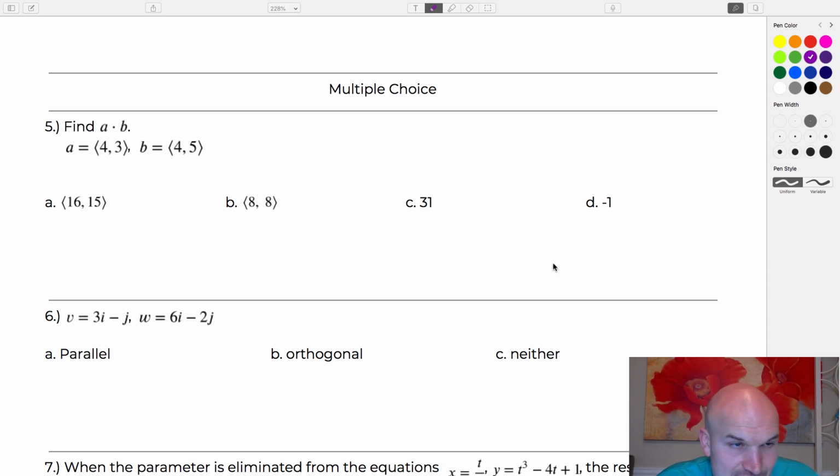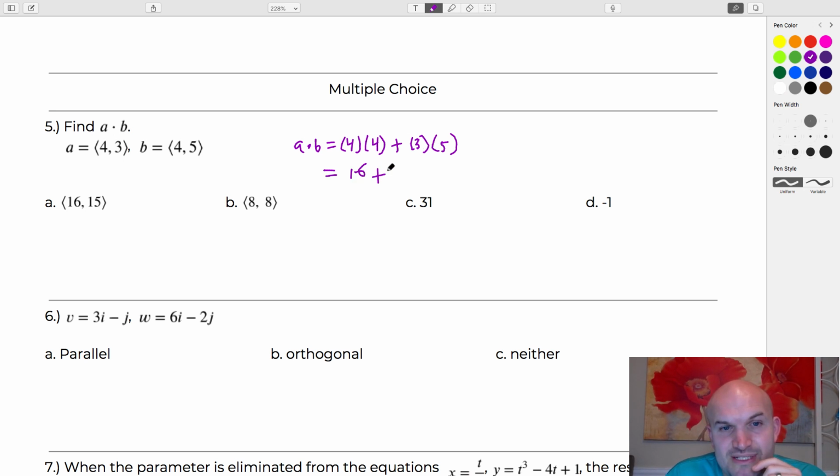All right, next one is a lot of students ask, hey, is this the dot product or is this multiplication? I said, wink, wink, we didn't cover multiplication of vectors, so this is going to be our dot product. The basic procedure of the dot product is multiplying the first two components. So A dot B is you're multiplying the first two components and then adding them to the product of the second two components. Just remember the dot product produces a scalar, does not produce a vector. So that's going to be 16 plus 15, which is 31.